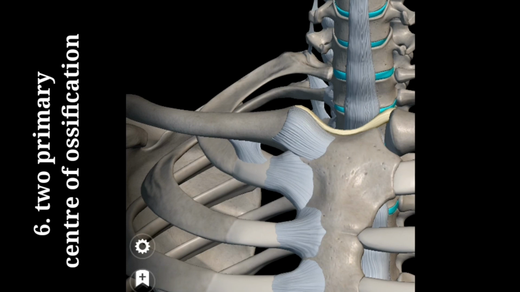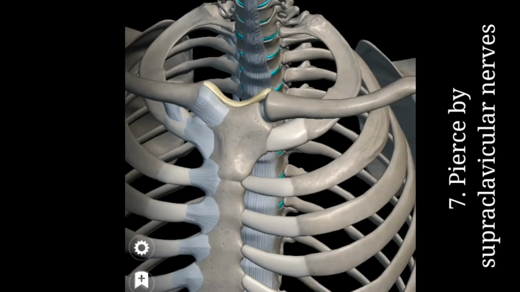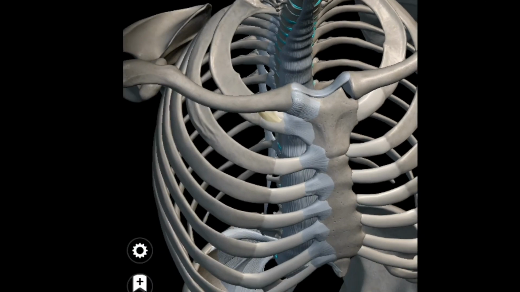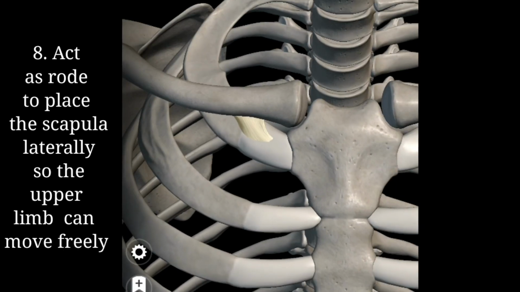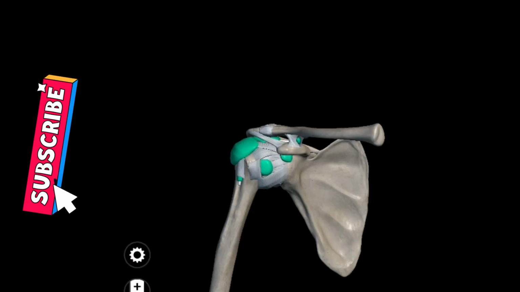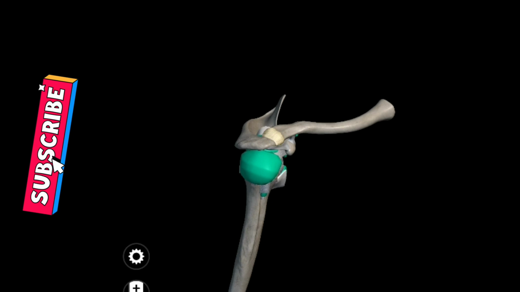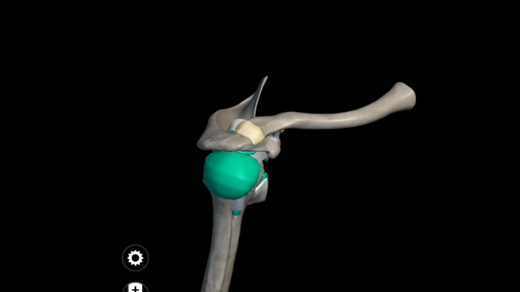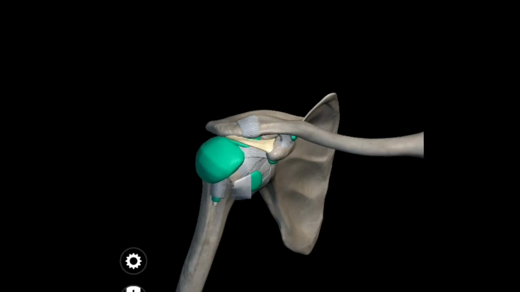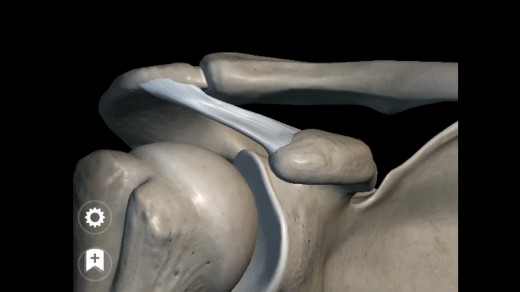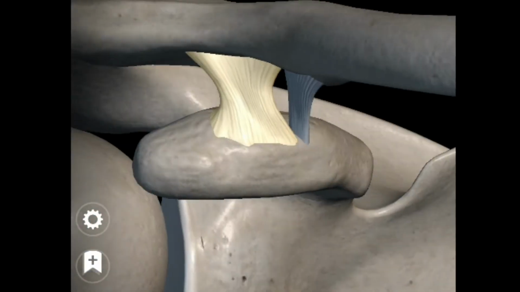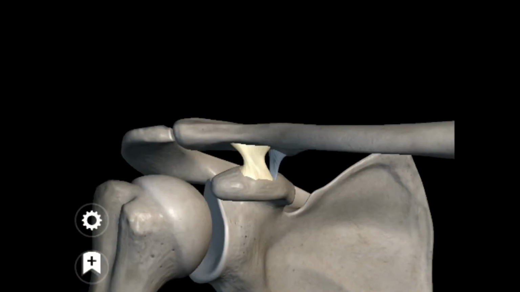Capsule of the sternoclavicular joint. Interclavicular ligament. Costoclavicular ligament on the inferior surface, medial 2/3. Articular capsule of the acromioclavicular joint. Conoid and trapezoid parts of the coracoclavicular ligament.